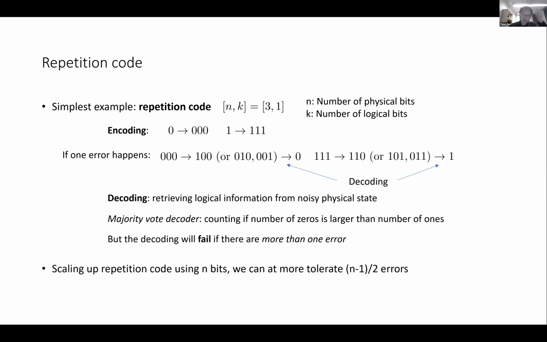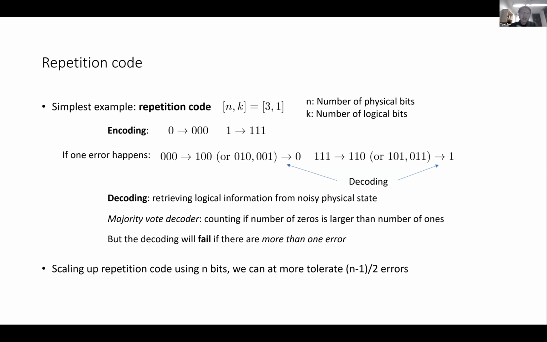The simple example is called the repetition code. A code can be characterized by two numbers, n and k. n is the number of physical bits, and k is the number of logical bits. Here I have chosen to embed one logical bit into three physical bits. So the encoding is given by: if you want to store 0, you make 3 zeros. If you want to store 1, you make 3 ones.